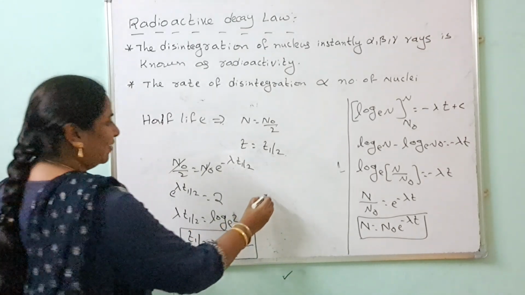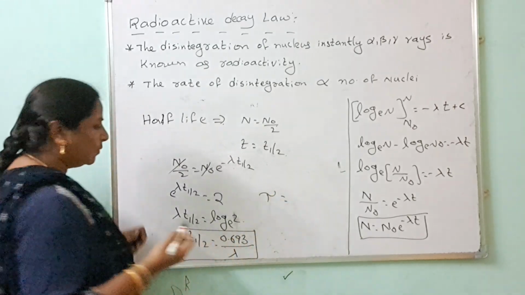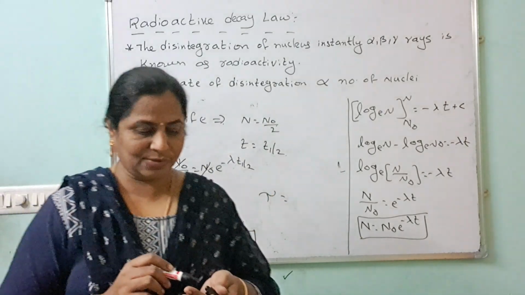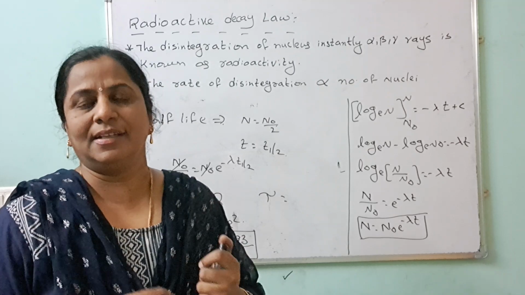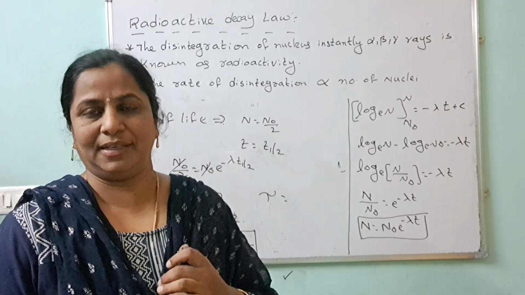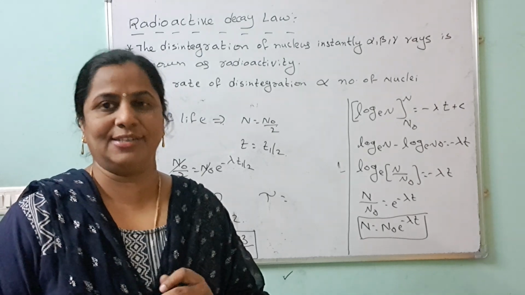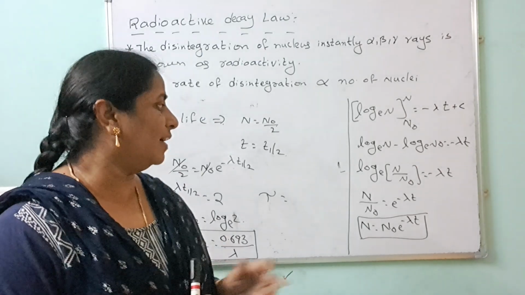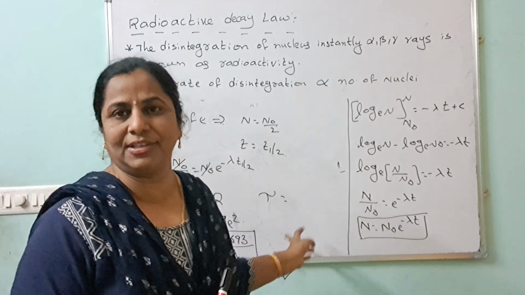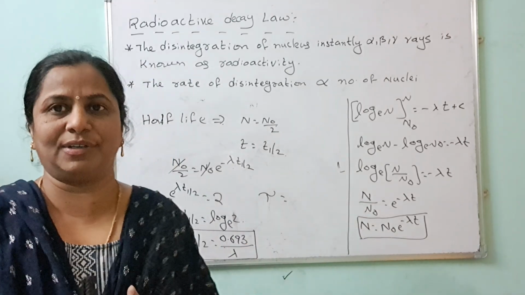Like that, what is the average life? The reciprocal of the disintegration constant is called the average life. The definition is the time taken by the radioactive material to completely participate in the disintegration process. That is called the average life. So for the long answer, till here is enough, but extra you can learn what is the half-life and what is the average life.